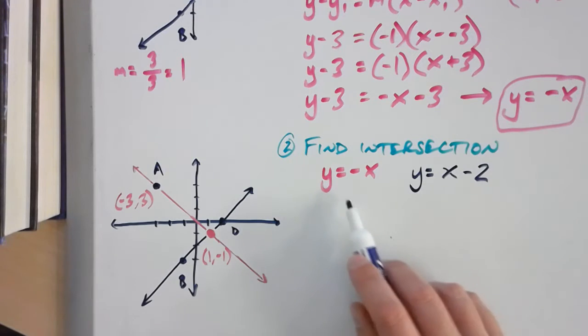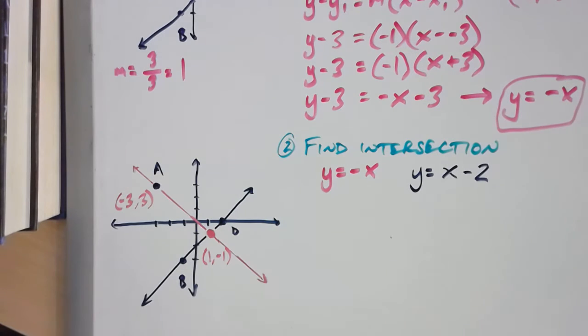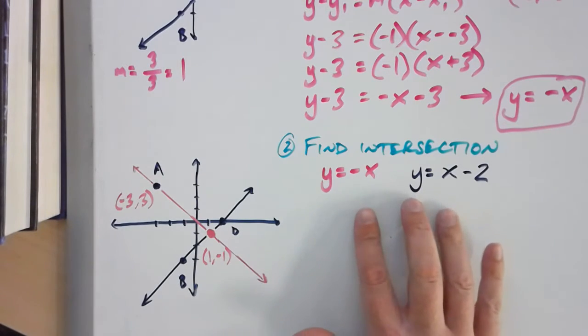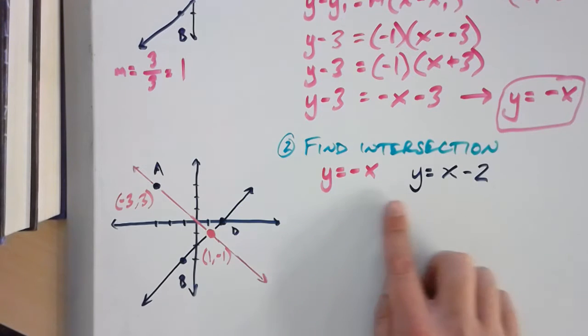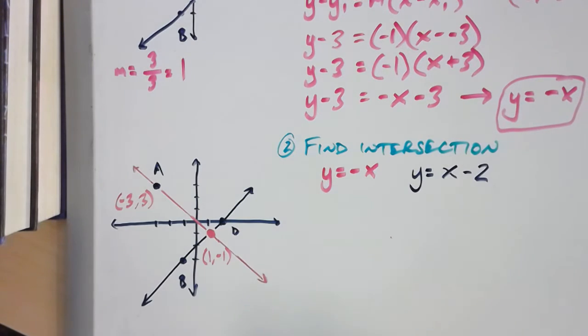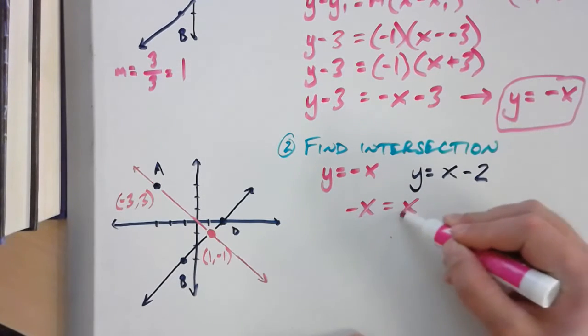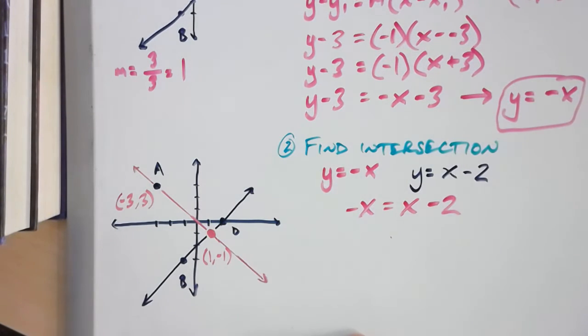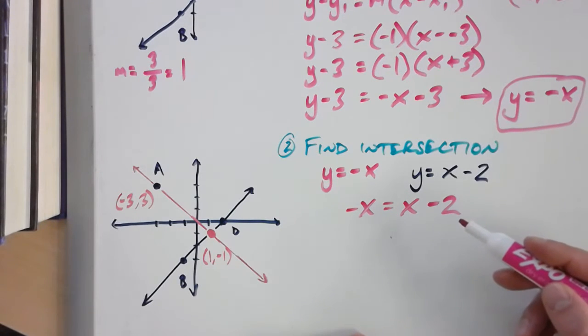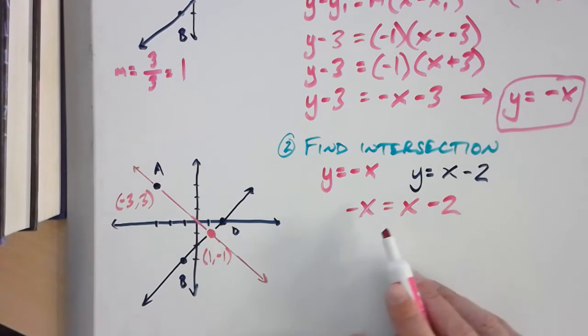We now have a system of equations. And just to remind you from chapter 5, a system of equations just means more than one line. So if I want to find out where they intersect, I can actually set them equal to each other because they both equal y. So I can get -x equals x minus 2. That's important because now I have one equation, one variable. I can get that variable by itself.